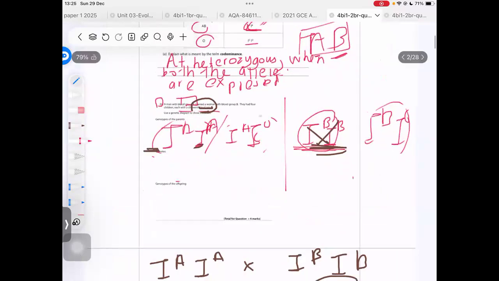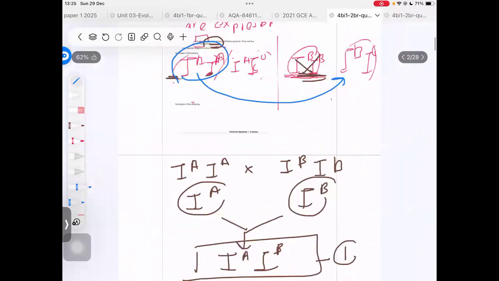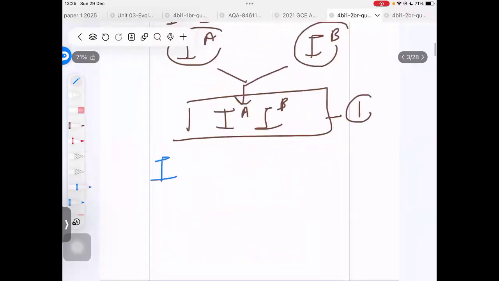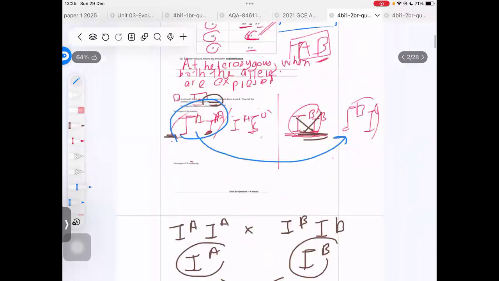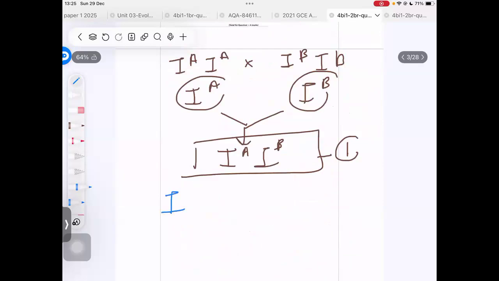So now I'll take a different combination, right? IA, IA crossed with IB, I note. I'll see whether we are getting 4 blood groups. Did you understand it? I'm taking this cross now, right? IA, IA, I'm crossing it with IB, I note, to see whether we are getting 4 possible blood groups.